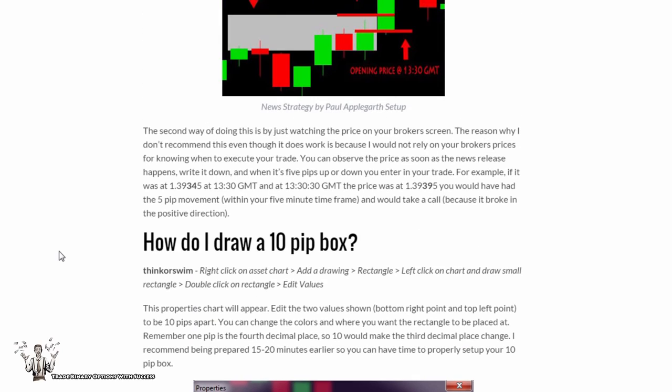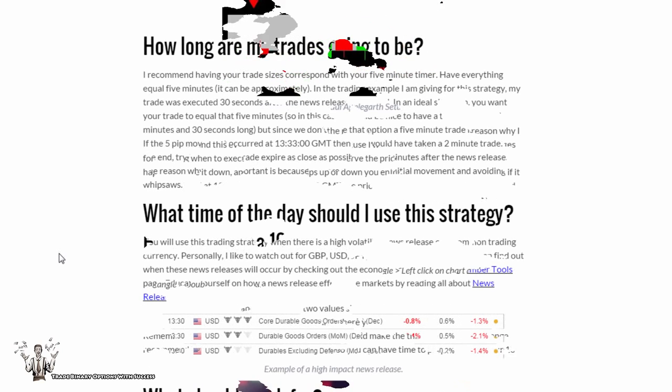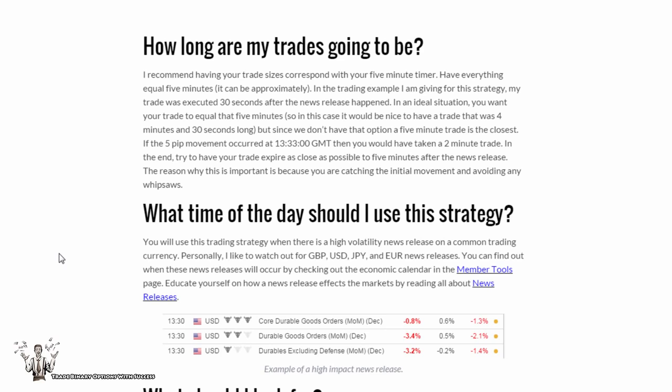Now the other alternative besides doing the box is actually watching your broker's screen. I don't recommend this because it's not very accurate. I personally recommend doing the 10-pip box if possible. Now, the trades are going to be anywhere from 30 seconds to 5 minutes. Wow, that does sound short, but it's very effective. Why? Because you get in when the initial movement is happening and you avoid the whip saws.